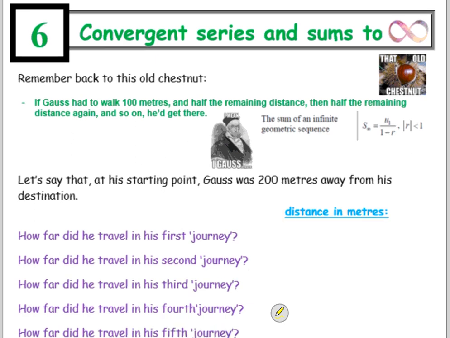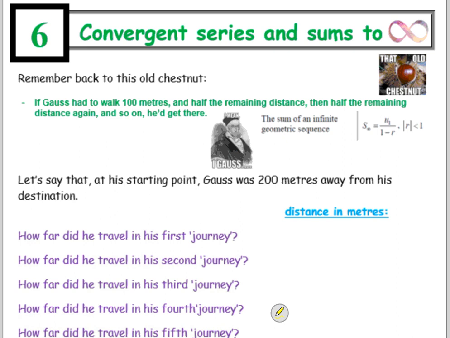And back to Gauss. Remember from the lesson 3 Gauss joke lesson? If Gauss had to walk 100 meters and then half the remaining distance, and then half the remaining distance again, and half the remaining distance, and so on, he'd get there. Why was that a joke again? In theory, you would never get there. You just keep getting closer and closer, but you would never get to the destination. So that relates to the sums of infinite geometric sequences.